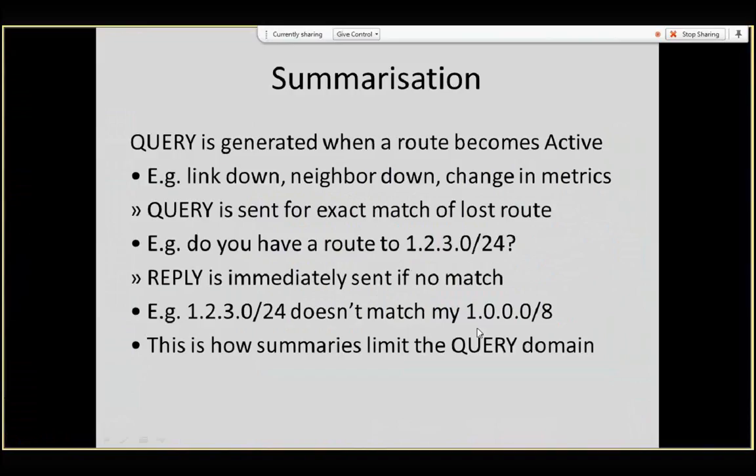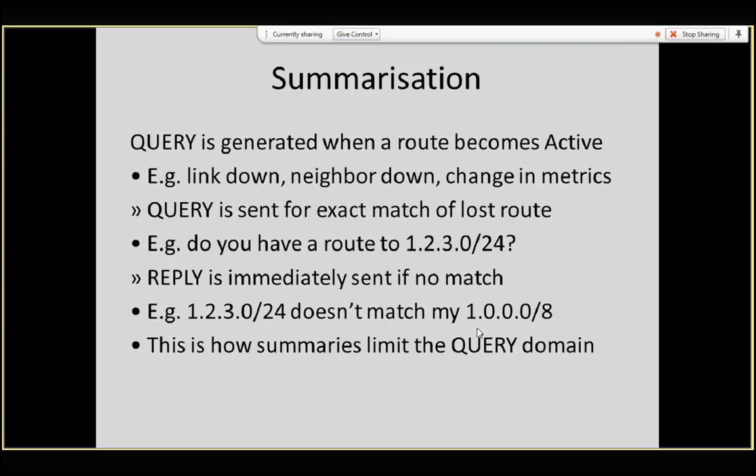A query is generated when a route becomes active. When the route becomes active, if the link is down, or that neighbor is down, or we change some metrics, at that time the particular route becomes active. A query is sent for the exact match of the lost route. Say we wanted to reach 1.2.3.0/24, we will send a query to all neighbors asking that we wanted to reach 1.2.3.0.